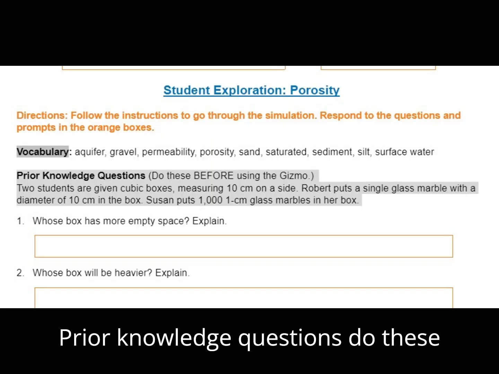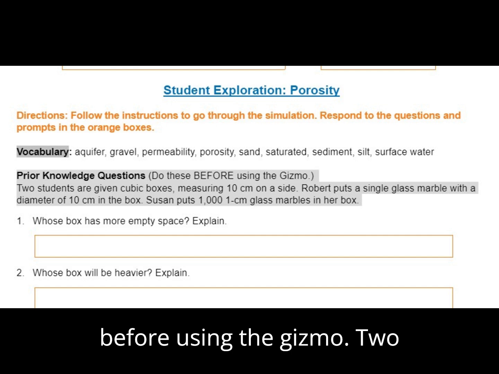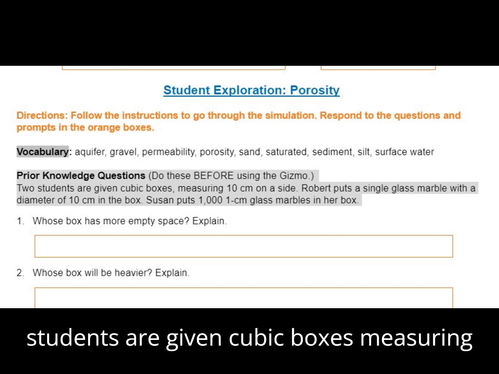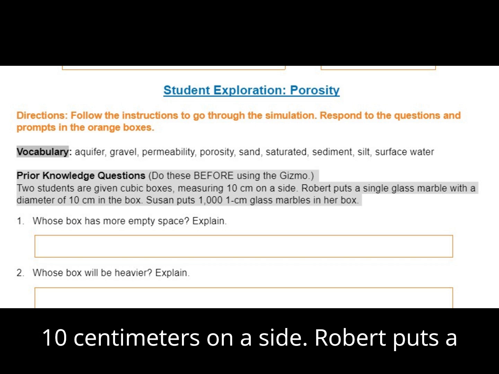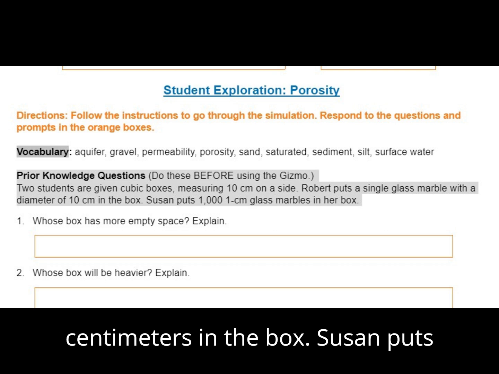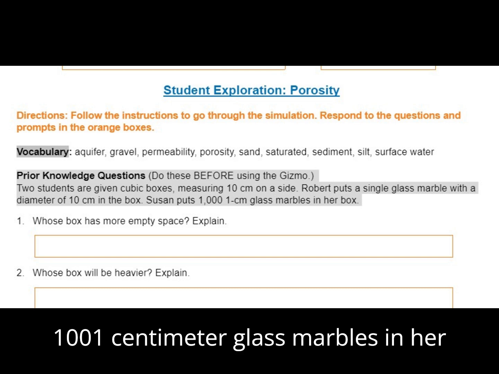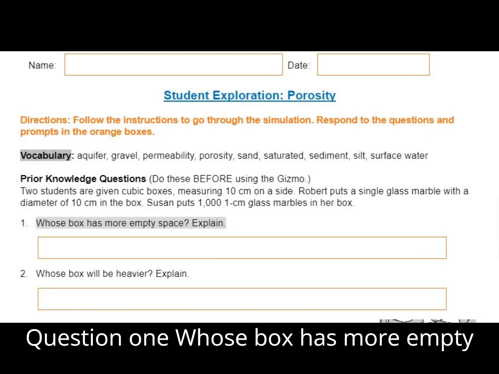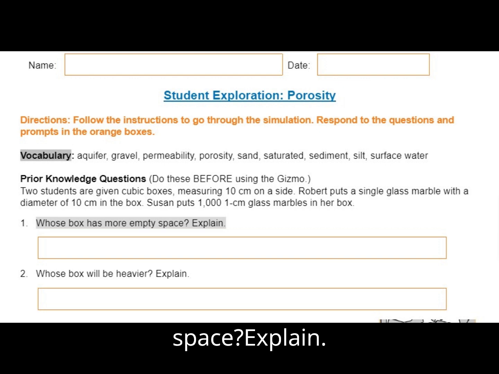Prior knowledge questions. Do these before using the Gizmo. Two students are given cubic boxes, measuring 10 centimeters on a side. Robert puts a single glass marble with a diameter of 10 centimeters in the box. Susan puts 1,001 centimeter glass marbles in her box. Question 1. Whose box has more empty space? Explain.